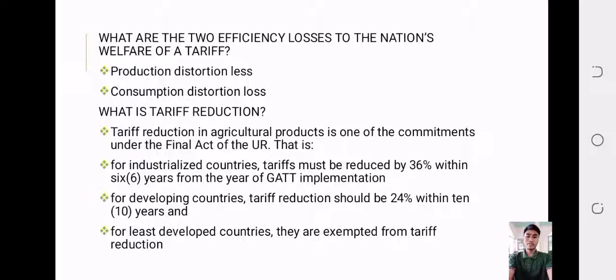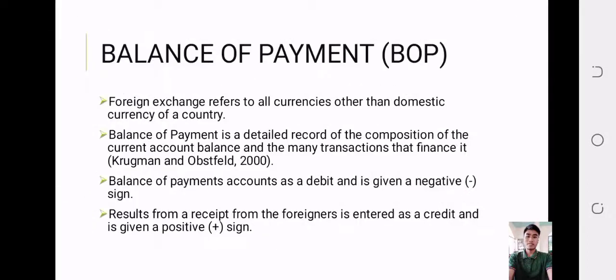What is the tariff reduction? Tariff reduction in agricultural products is one of the commitments under the final act of the UR. For industrialized countries, tariffs must be reduced by 36% within 6 years from the year of GATT implementation. For developing countries, tariff reduction should be 24% within 10 years. And the least developed countries are exempted from the tariff reductions.